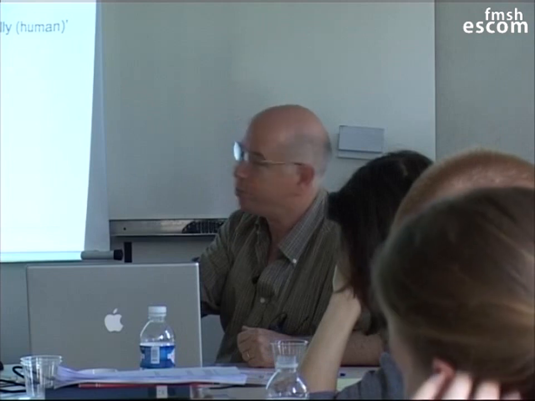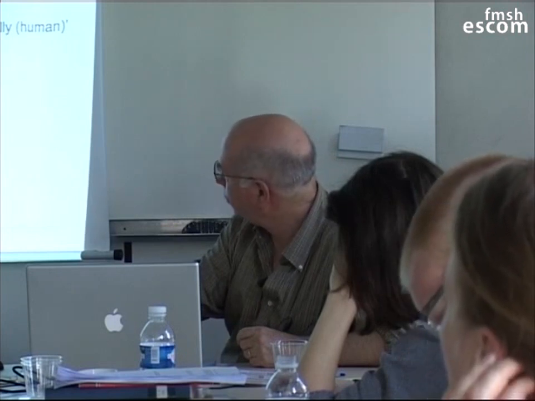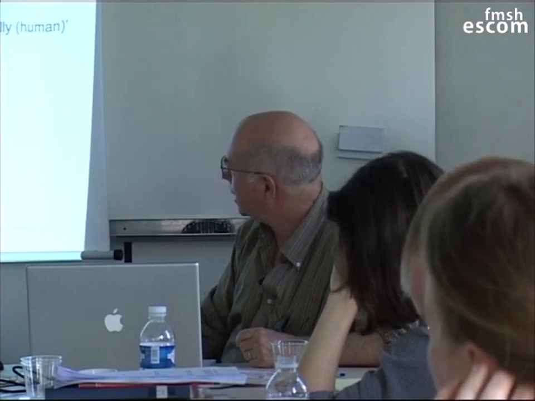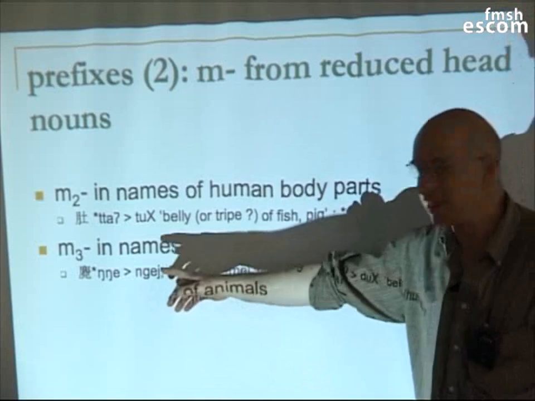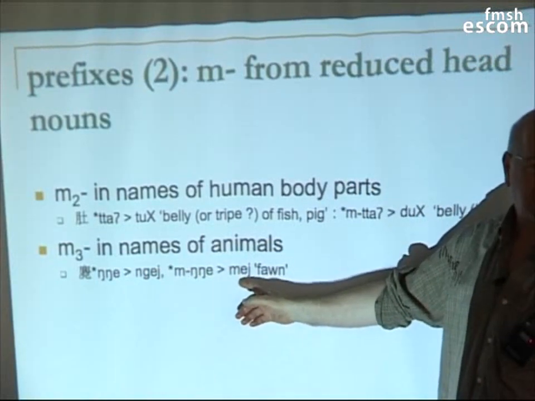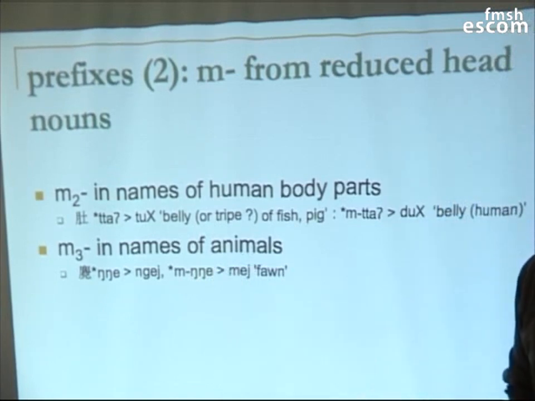Another reduced noun is M3, which we have in names of animals, and that we also find in some Tibeto-Burman languages, like, for instance, in Loloish. An example is the fawn, which has two readings, one which is nge. We have both nge and me written in the same way, with a phonetic implying eng. So this one has got to be from mne, mne. Okay. Quite a few examples of this M in animal names.